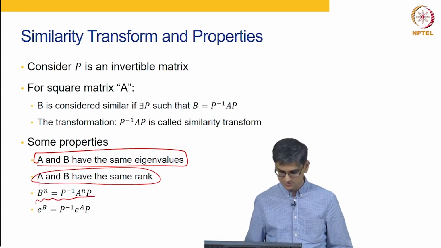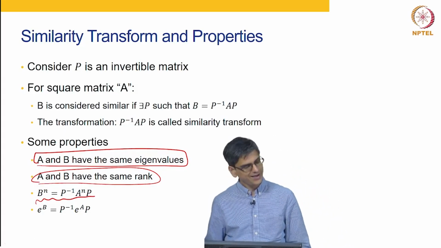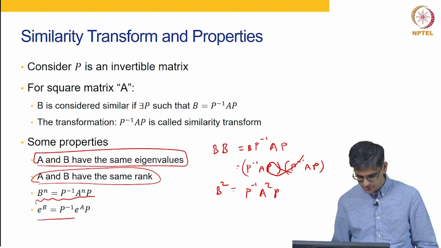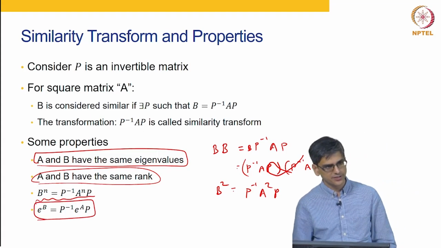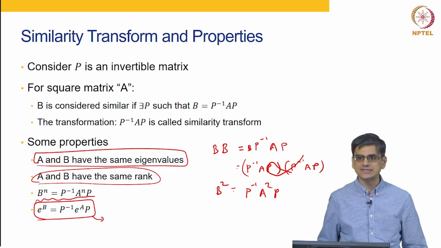Very important result, B to the power n is P inverse A to the power n P. Actually very easy to prove, right. B equal to P inverse A P, okay, you multiplied by B, which is P inverse A P multiplied by P inverse A P, right, and this also holds for the exponent. Okay. Again, this is also quite interesting.